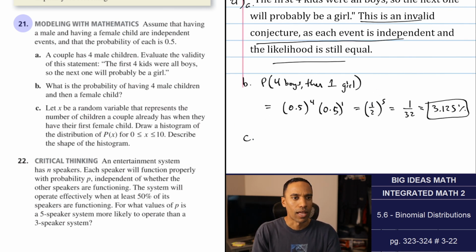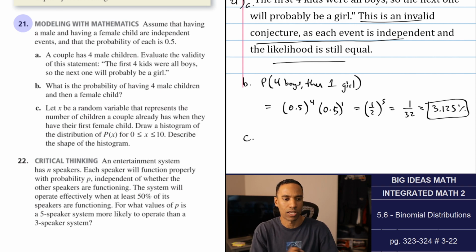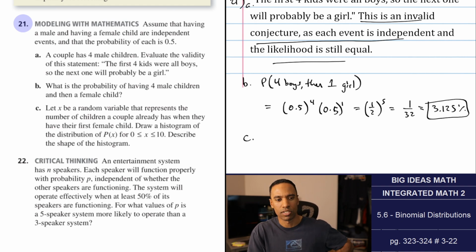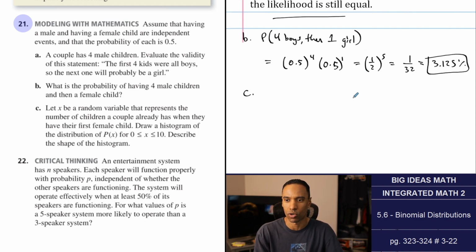Part C, let X be a random variable that represents the number of children a couple already has when they have their first female child. So before they have their first female child. Draw a histogram of the distribution of P of X for 0 to 10. Describe the shape of the histogram.